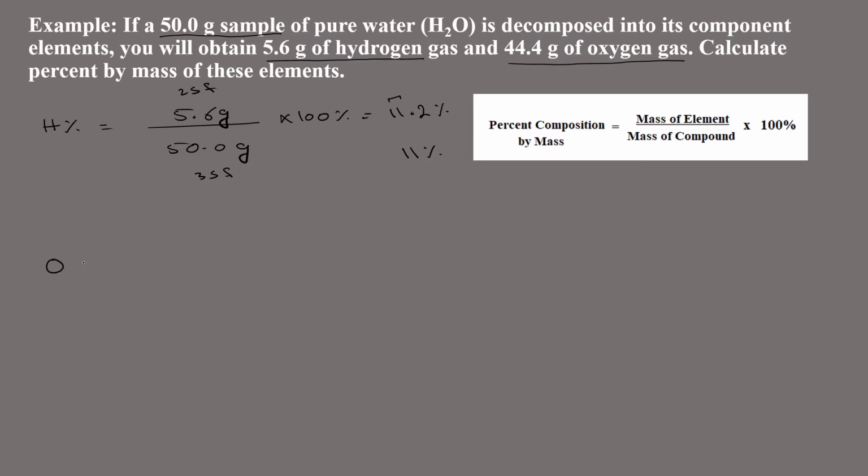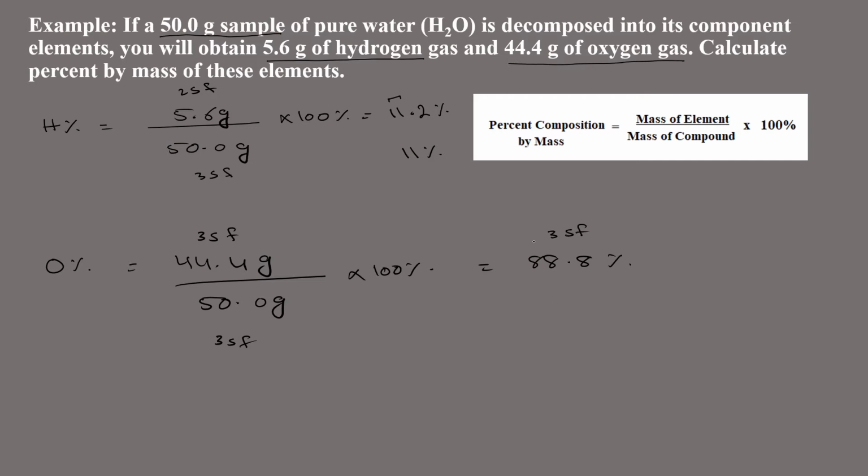For the percent composition of oxygen, I need the mass of oxygen, which is 44.4 gram. The mass of the compound is 50.0 gram. Multiply by 100%. And I have 88.8%. My sig figs: here I have 3 sig figs, 3 sig figs, and 3 sig figs in my answer.